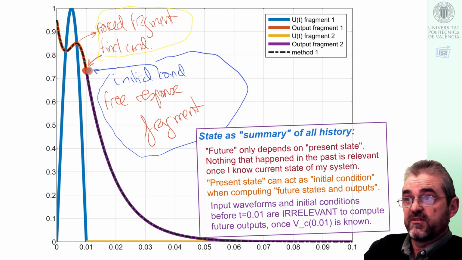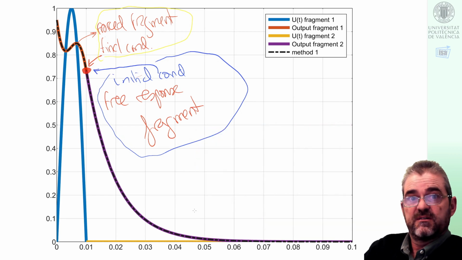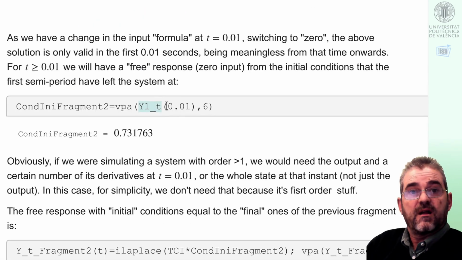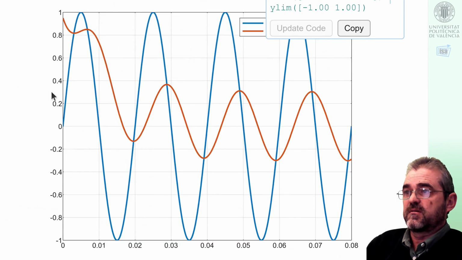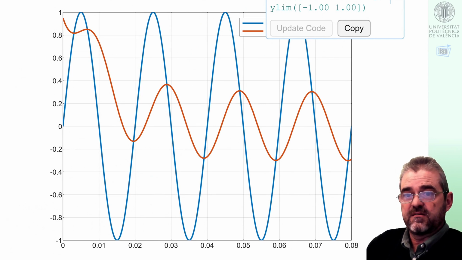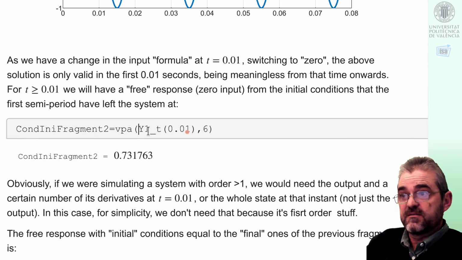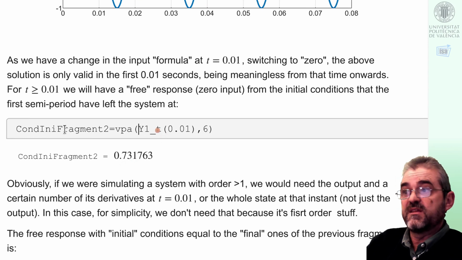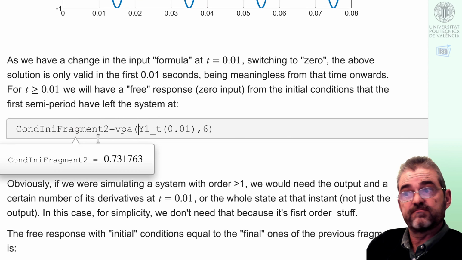So let us compute this initial condition and then compute this free response, which will be an exponential. I denoted y1 the solution to the whole sinusoidal, this red stuff here, so its value at 0.01 is what I need. And here it is. It is 0.73. So this final condition of fragment 1 will be the initial condition of fragment 2.